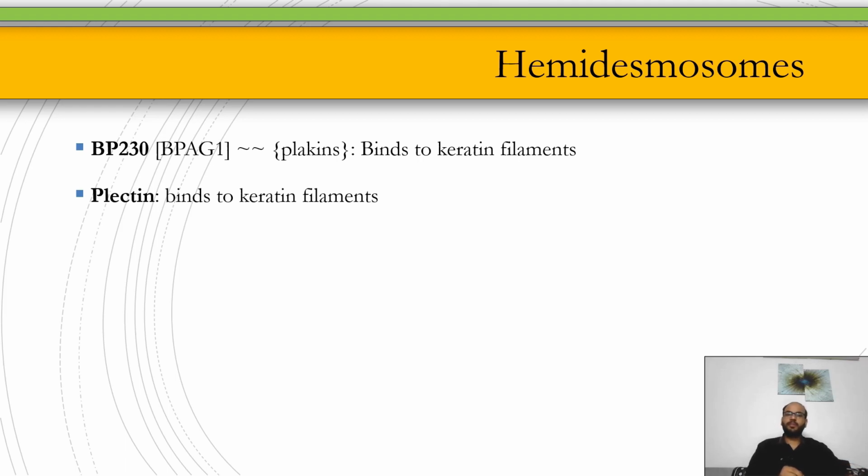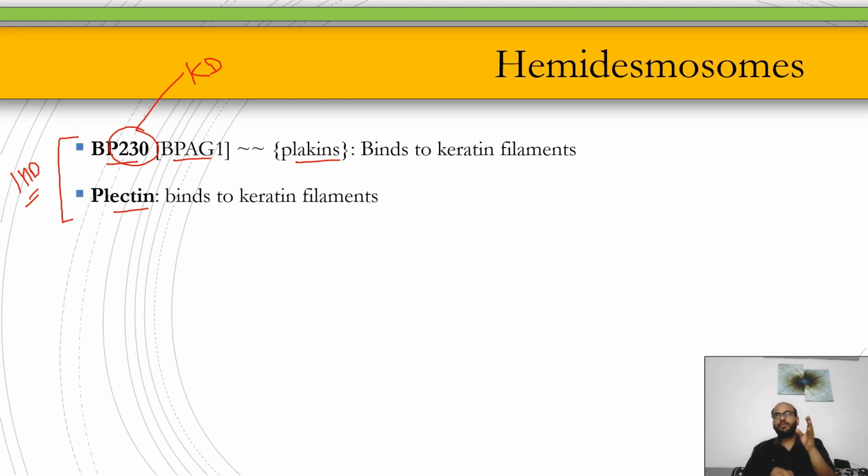Now in hemidesmosomes, the two major proteins in the inner hemidesmosomal membrane are bullous pemphigoid 230, also known as bullous pemphigoid antigen 1, and plectin. Now 230 is the molecular weight in kilodaltons. So, BP230 is the heavier protein as compared to BPAG2, and it is also known as BPAG1. They essentially function the same as plectins in desmosomes.